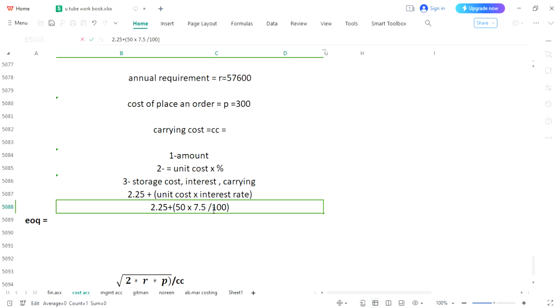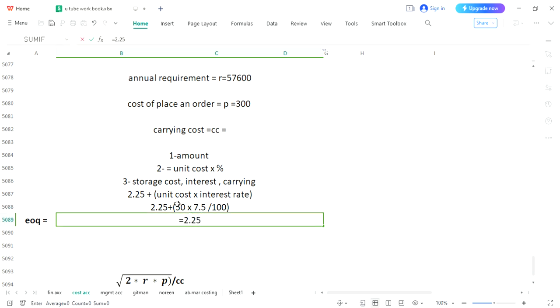So please understand there were two factors associated with carrying cost, as I have earlier told: storage, interest and carrying cost. Right now, instead of three, there are two factors which would be included to calculate your carrying cost. Storage was given directly, 2.25, but for interest a percentage or rate was given, 7.5%. Unit cost was 50. In this way the statement has been completed. Now we are ready to calculate it.